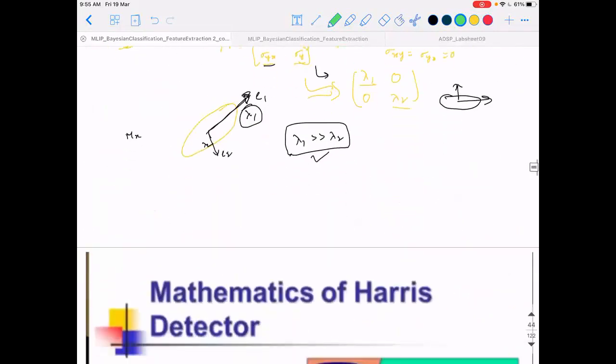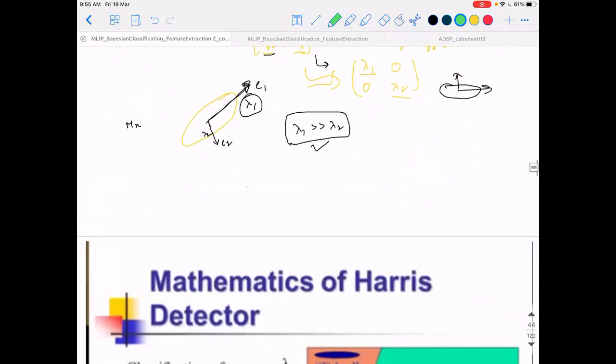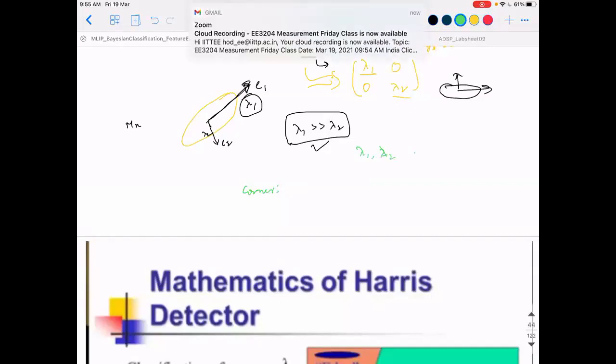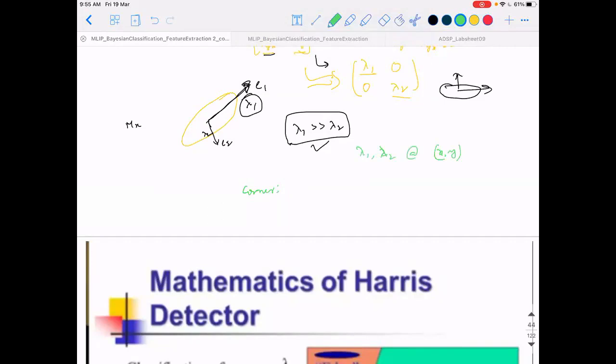But now the next question is, if it is a corner, what should happen to the corner? How do I characterize it? Can one of you quickly tell which is a corner point, given that lambda 1 and lambda 2 are computed and given at x comma y, based on Ix, Iy, and so on? Then how do I say which is a corner, which is an edge, and which is a uniform region? These are the 3 different possibilities.